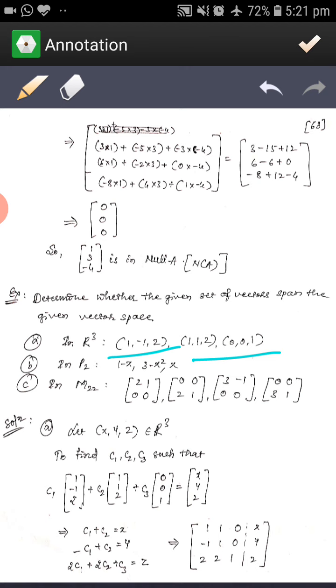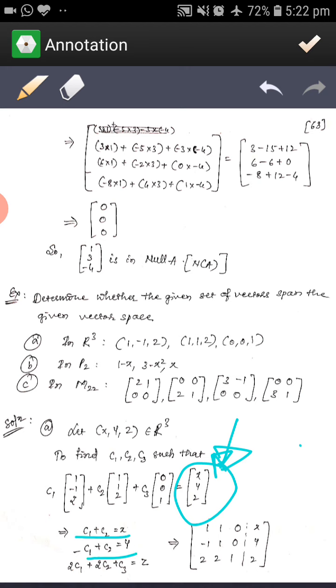The same vectors we can take in matrix form, as a vector equation: c1, c2, c3 times the same vectors written vertically, (1, -1, 2), (1, 1, 2), (0, 0, 1). Here we need to find the span, which is nothing but the basis, so we need to take b. Either we can take b1, b2, b3 or x, y, z, anything, just to equate to any 3 unknown variables. Here we have taken x, y, z.